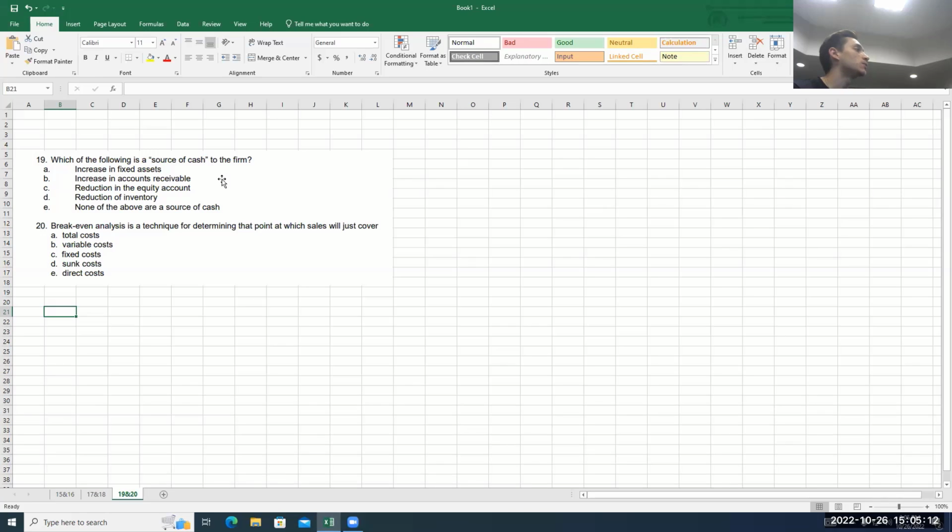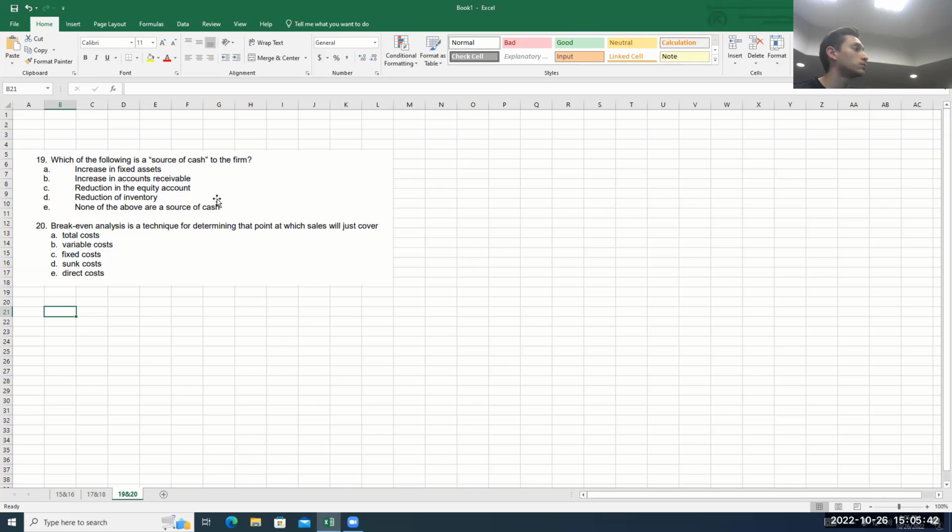Reduction in the equity account. Reducing our equity is not going to increase cash. That's not really tied into cash particularly. Reduction of inventory, I would say yes. That is a direct source of cash because our inventory consists of our product that we're going to be selling. If our inventory decreases, that means our product is selling to customers, which means that we're going to be getting cash for our product. So it would be D, yes.